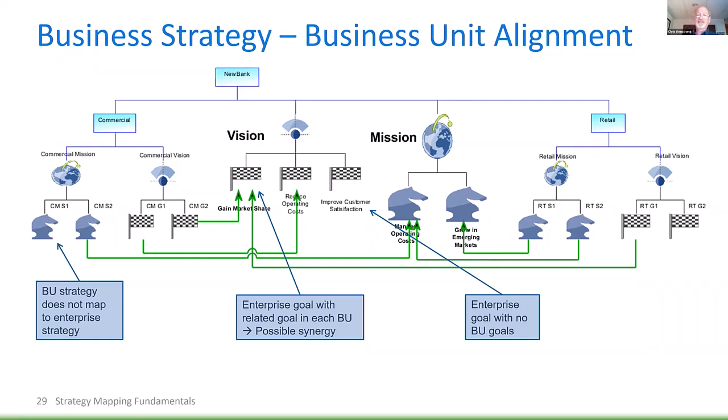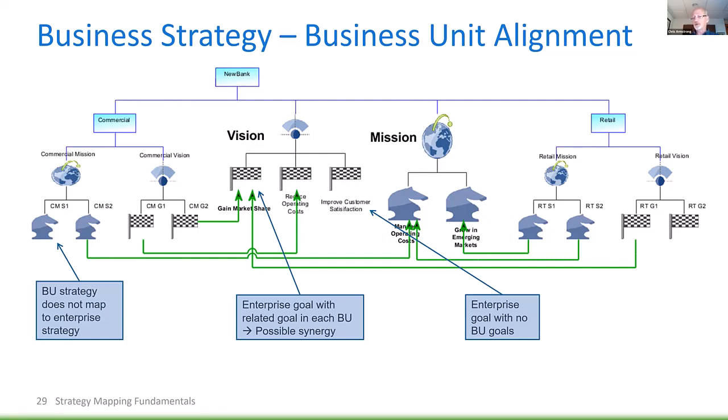But the idea is that we want to make sure that all of the enterprise strategies, for example, like manage operating costs, those have to be traced probably, well, at least to one operating unit, right? Because if nobody is doing anything at the operating unit level to manage operating costs, well, then we're not going to deliver on that for the enterprise.